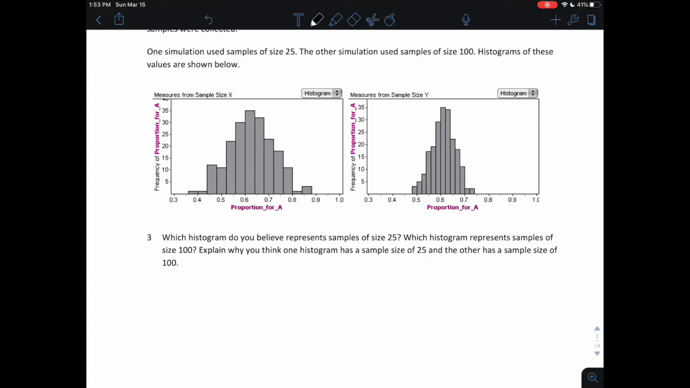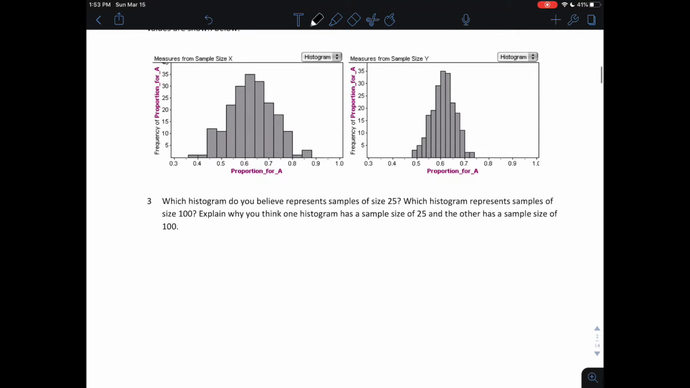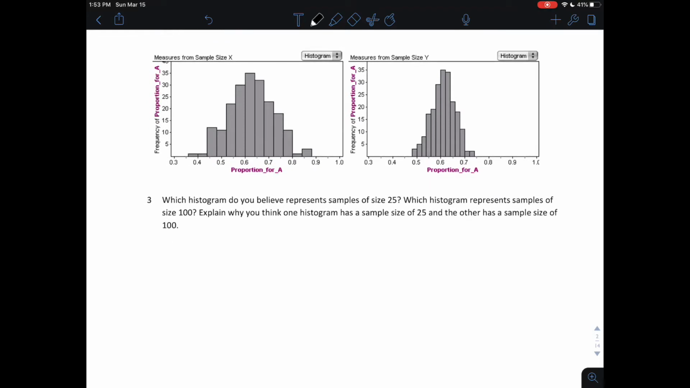Question 3 asks, which histogram do you believe represents samples of size 25? Which histogram represents samples of size 100? Explain why you think one histogram has a sample of size 25 and the other has a sample size of 100. From what we've seen over the last 2 modules, when we have a larger sample size, we have less variability and the distribution narrows. So because of that, the graph that is on the right, that would be the one with sample size 100, because the distribution is a lot narrower, not as widely distributed as the one on the left.